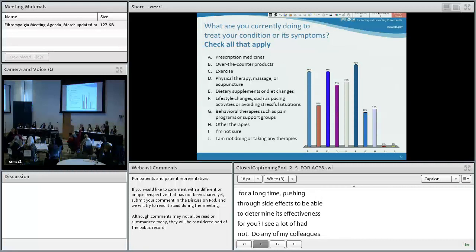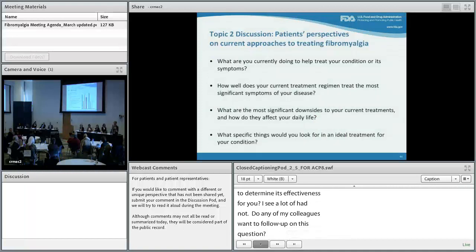Do any of my colleagues want to follow up on this question? Okay. All right, you can keep talking about the effectiveness if you want to, but I want to make sure we get to the downsides of these treatments if there are others.